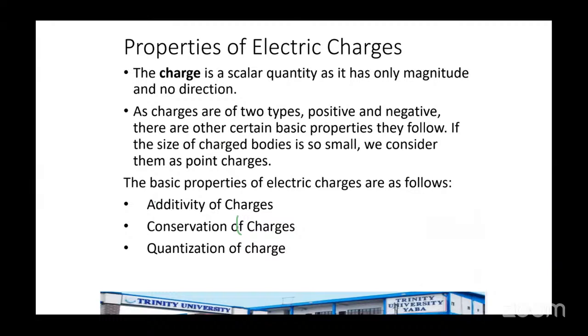Additivity is taken from the word addition, which implies that we can add the charges together. So charges are additive. We can add them together.